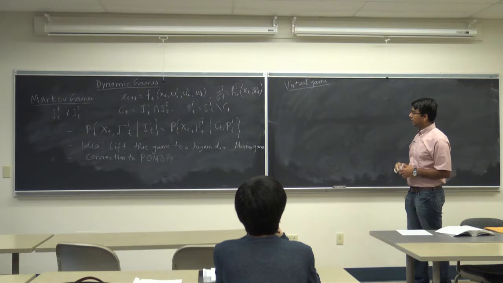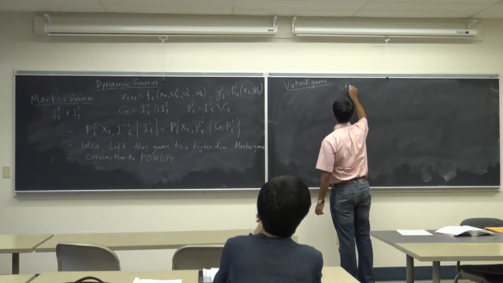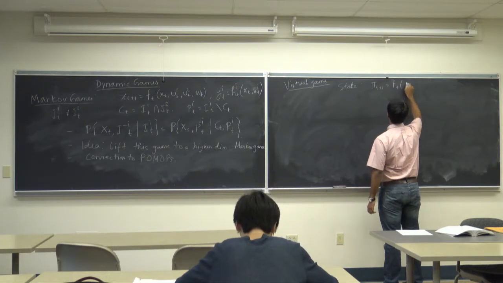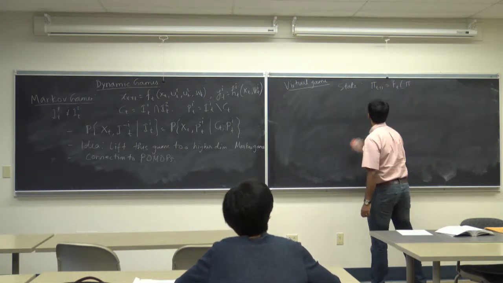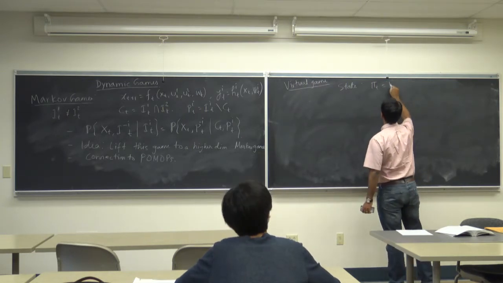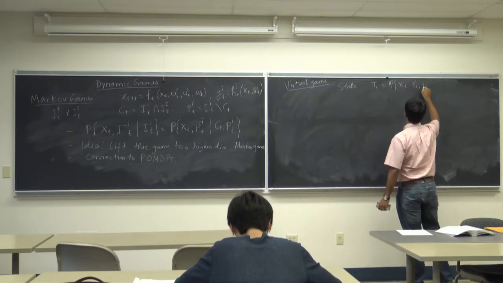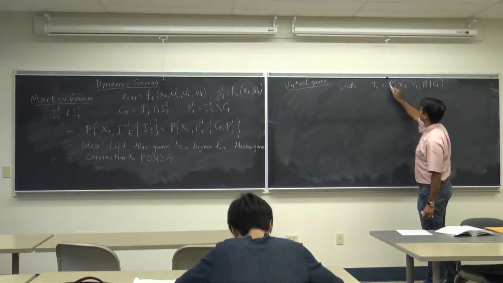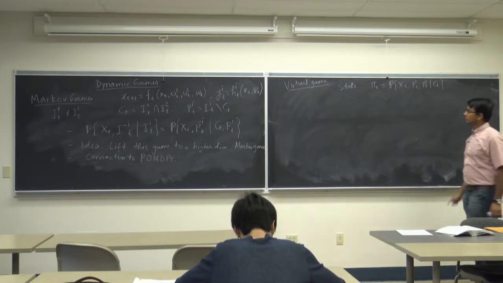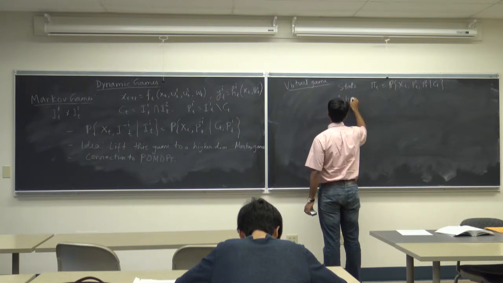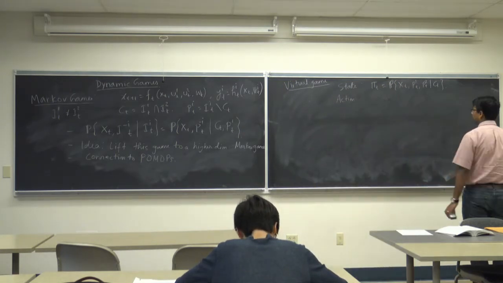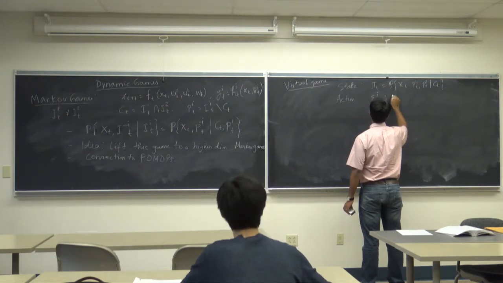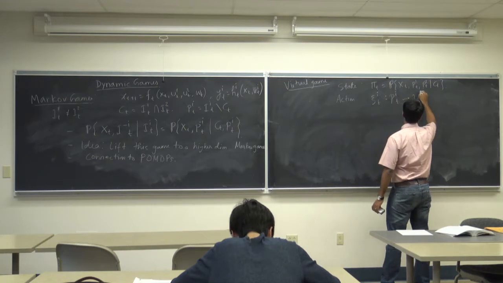So let's define a virtual game where the state evolution equation is pi_{t+1}, which is a function of pi_t, which is the probability of x_t, p_{1,t}, p_{2,t}, given c_t. The action of the players is, I need a symbol, let's say xi_{i,t}, that maps p_{i,t} to u_{i,t}.